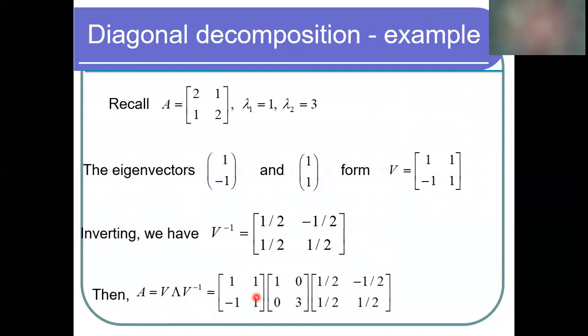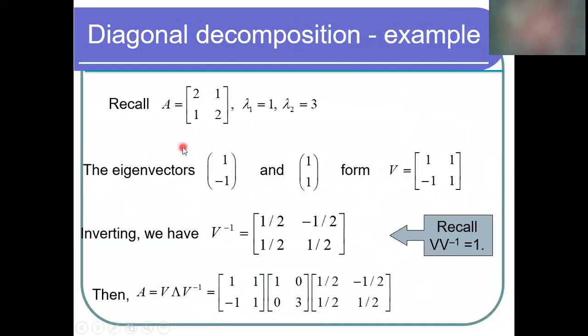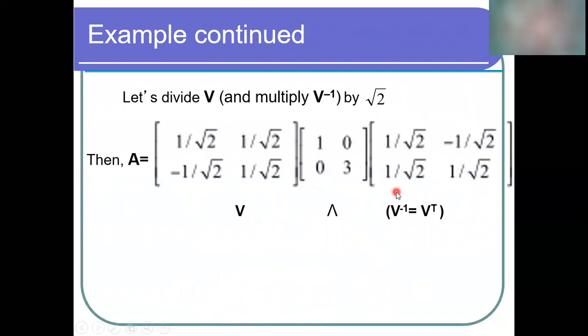since this is a symmetrical problem, I have to multiply V not with its inverse, but with its transpose. Let us divide V and multiply V inverse, and divide it by under root 2, because this is the magnitude of this column vector. So we divide it by its magnitude, and instead of taking the inverse, I just take the transpose of this matrix V. In that case, A can be written as V diagonal matrix into V transpose instead of taking its inverse.